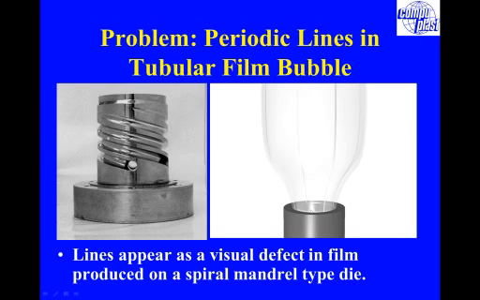So the first thing is we're getting these strong lines appearing on the bubble, and they're very sharp lines on a blown film process. I've seen this also on a pipe process, and I've seen it also in blow molding. So it's not limited to blown film, but in blown film you're typically making a clear product and it's more visible in that product. This is done on a spiral mandrel die, which is basically a die that has helical grooves cut in the surface to distribute the polymer.